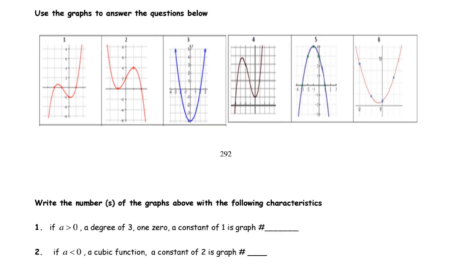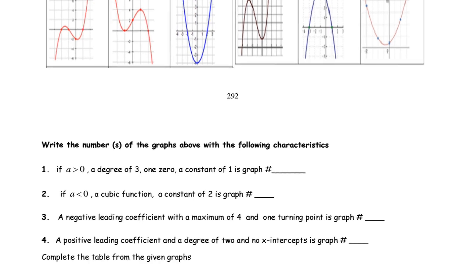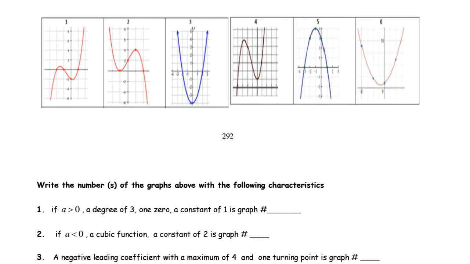Okay, so now we're going to use the graphs here to answer the questions below. So we're probably going to have to slide back and forth here. So here we go. If a is greater than 0, so that's typically the leading coefficient we're talking about here. It's got a degree of 3. So if it's degree 3 and a is greater than 0, it's moving up. So it's a cubic that's moving up. It's got a constant of 1 in the graph, and that is going to be number 4. Notice it's moving up, and because it's got 2 turning points here, that's going to be a cubic.